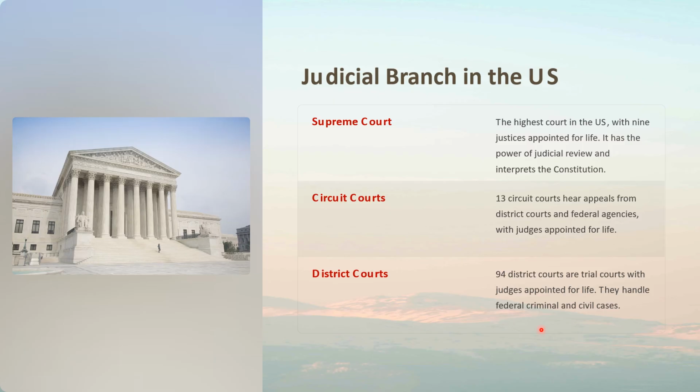So the judicial branch plays a crucial role in the USA, interpreting the Constitution and federal laws, ensuring justice is served through fair and impartial trials, and protecting individual rights and freedoms.